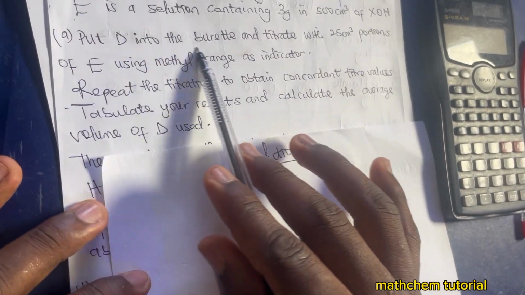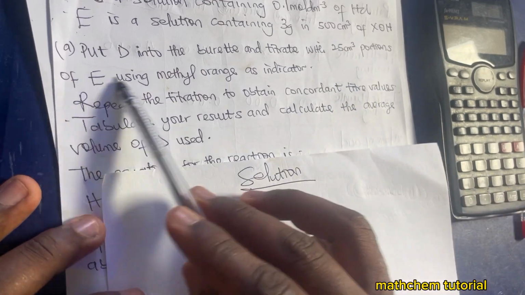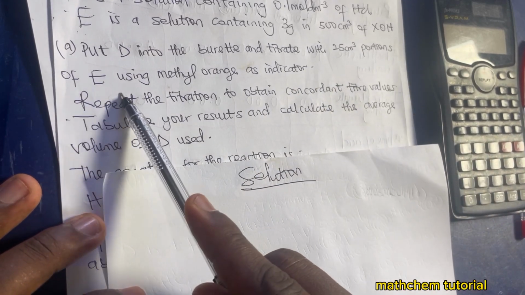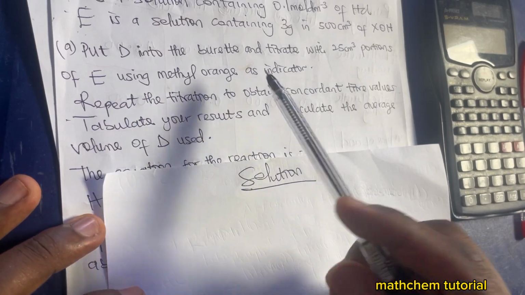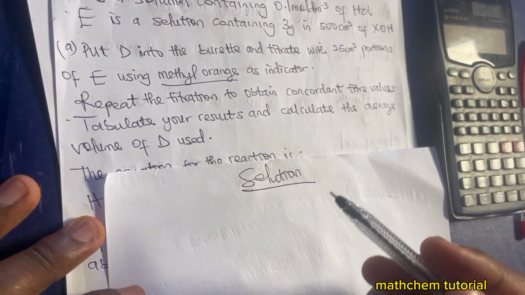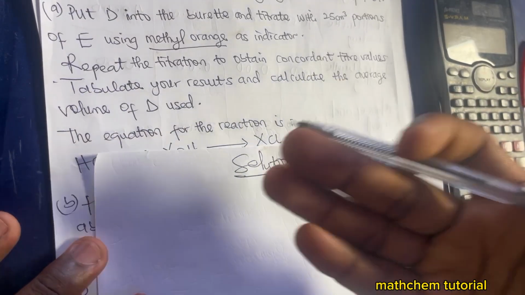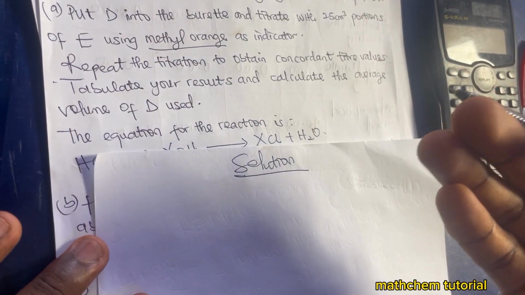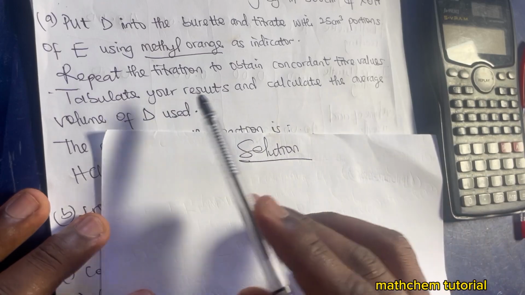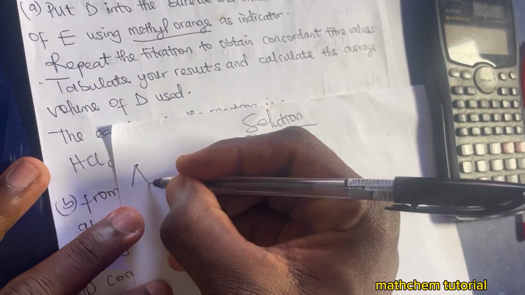Okay, so put D inside the burette, fine, we have done that, and titrate it against a 25 cm cube portion of E. Sometimes it can be 22. The instruction in your question will tell you that. Using methyl orange as an indicator. That means the indicator we are asked to use here is methyl orange. Repeat the titration to obtain a concordant titre value. Concordant means something similar, close together. Let me use that word, close. Tabulate your result and calculate the average volume of acid used. So the first thing to do here is to calculate the average volume of acid used.